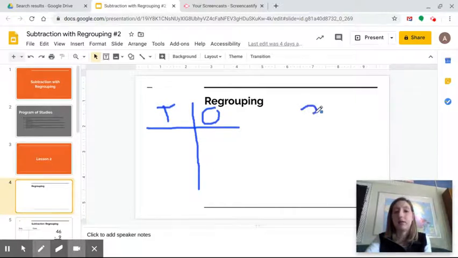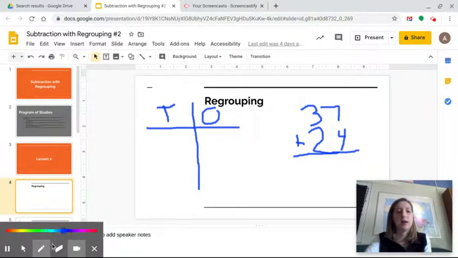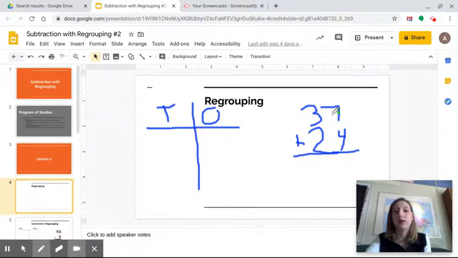So let's pretend I have 37 plus 24. Alrighty, so I'm going to make my dots for 37. Actually, I'm going to split these. I decided to do a different strategy. I'm going to do my ones first, then my tens. So I'm going to start with 7 and add 4.